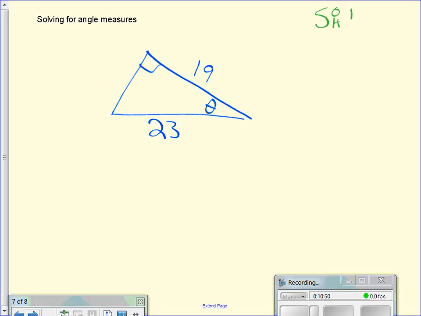SohCahToa. Hard writing and talking at the same time. Anyways, got my shortcuts written up here. I've got to identify which one to use. Circle that angle of reference. Notice it's not a given angle this time, but it is my angle that I need to find, so I've got to use that. Opposite side, adjacent side, and hypotenuse.